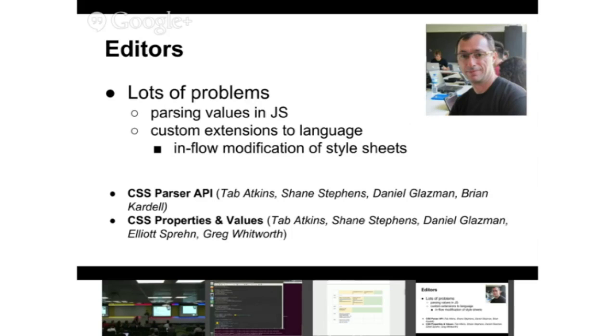And he got up and described all of the problems that he has in trying to build these kind of environments, right? And in particular, there's 2 that I want to concentrate on. The first is parsing values in JS. So you get a value out of the CSS object model.